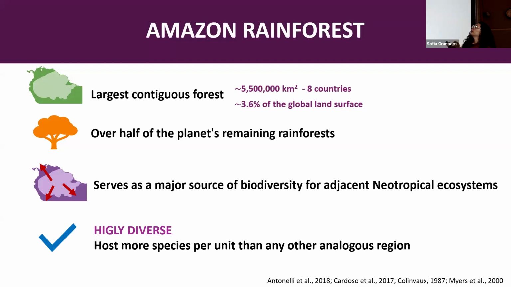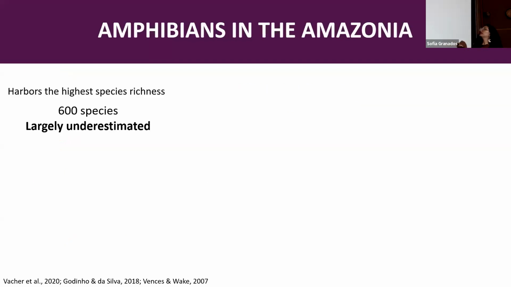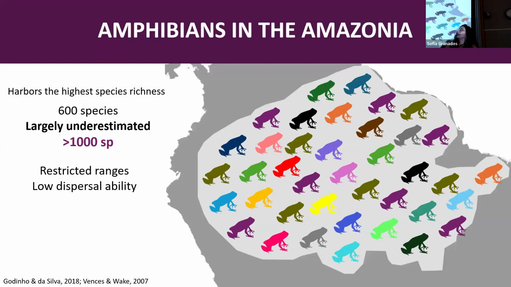So now that we know about the Amazon, we of course need to talk about amphibians in this ecosystem. The Amazon harbors the highest species richness in amphibians in the world. Some estimates talk about 600 species, but with molecular data, we think that there's a large underestimation of that number, and there could be more than 1,000 species.